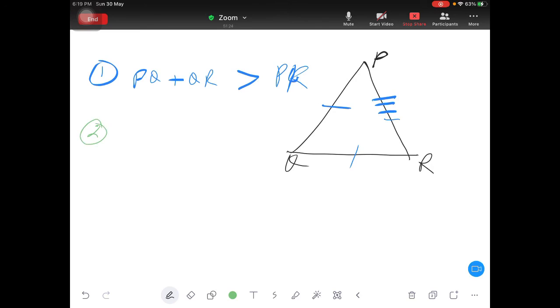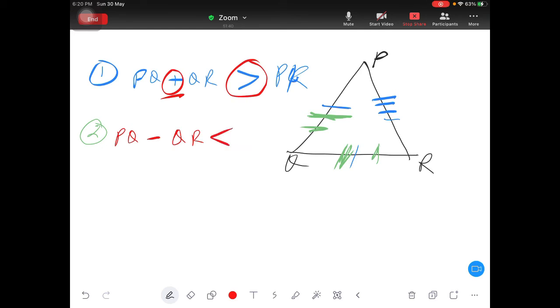Now the next property: if you subtract any two sides, then the difference should be smaller than the third one. It means if I replace this plus sign with a minus sign, PQ minus QR, then the sign will change, and it will be less than PR.